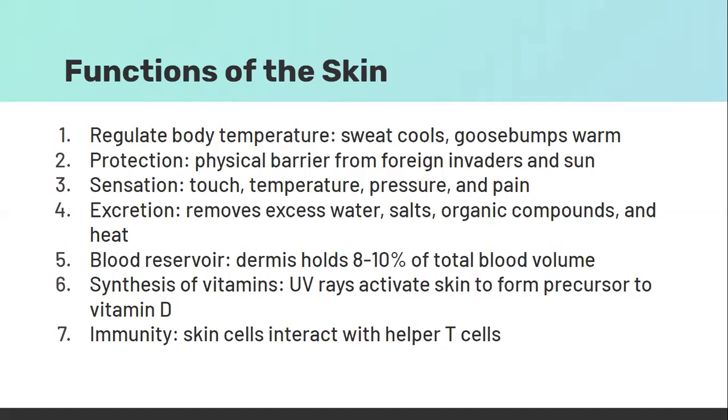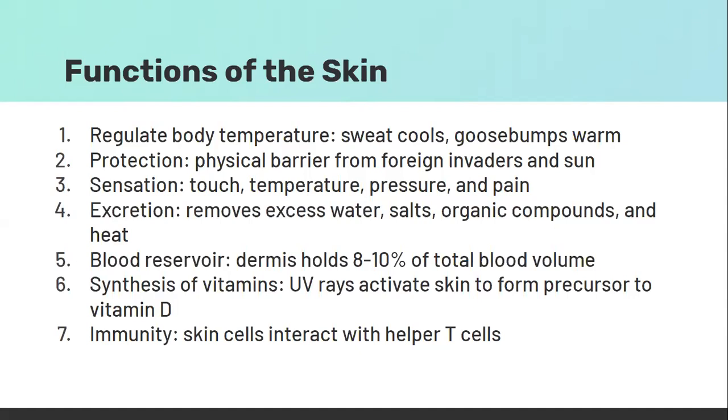6 is synthesis of vitamins. As I discussed before, the UV rays from the sun activate skin to form a precursor to vitamin D. That's how your body gets vitamin D. Although UV rays are dangerous to your skin in high amounts and high frequency, you still need to get out into the sun to get your vitamin D, and that's how your skin gets it, through UV rays.